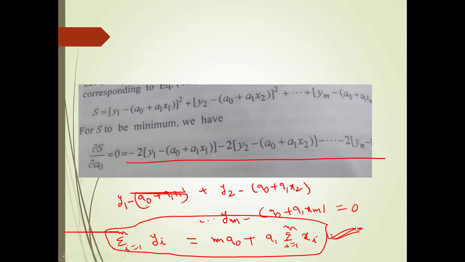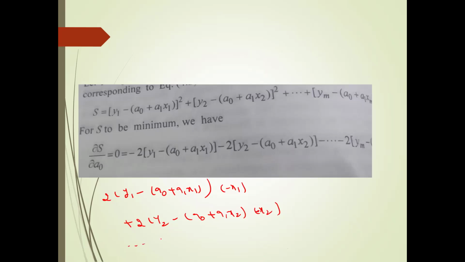This is one equation. If you differentiate with respect to a1, what equations will you get? You will get 2 into y1 minus (a naught plus a1 x1), and the coefficient of x1 is minus x1. Plus 2 into y2 minus (a naught plus a1 x2) into minus x2. And so on, 2 into ym minus (a naught plus a1 xm) into minus xm, equal to 0. So 2 minus 2 cannot be 0.